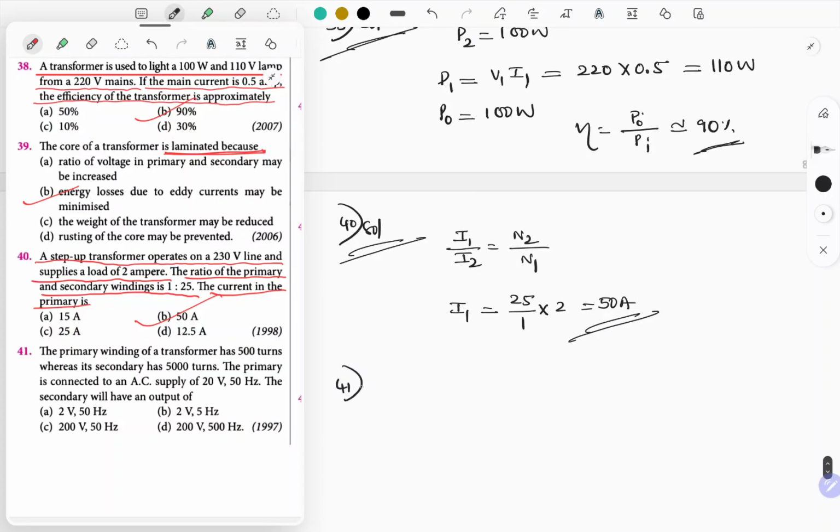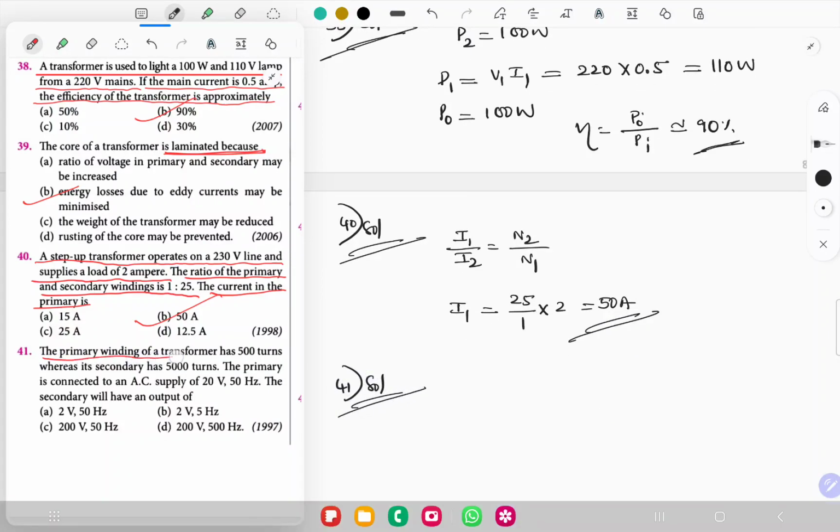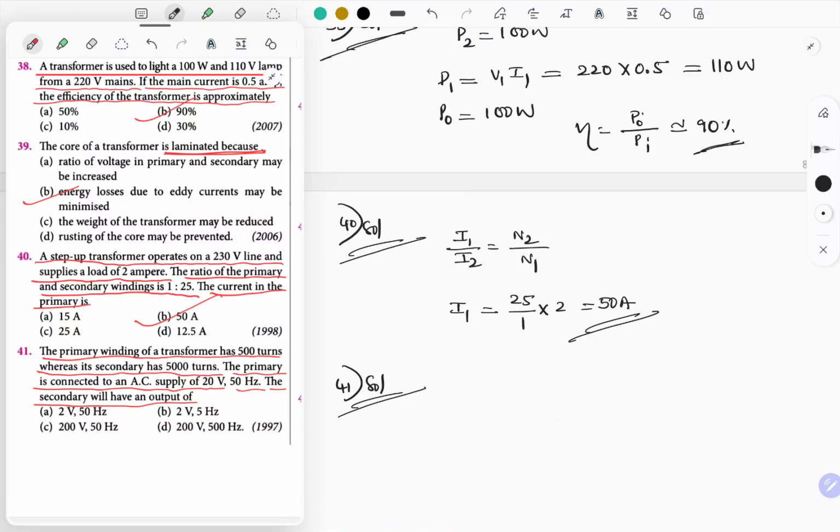Next, question number 41. The primary winding of a transformer has 500 turns, whereas the secondary has 5000 turns. The primary is connected to an AC supply of 20 volts and 50 hertz. The secondary will have an output of? So V2 by V1 is equal to N2 by N1, where N2 is 5000 divided by N1 which is 500, which is equal to 10. Then V2 is equal to 10 times V1, 10 into V1 which is 20, which is equal to 200 volt.